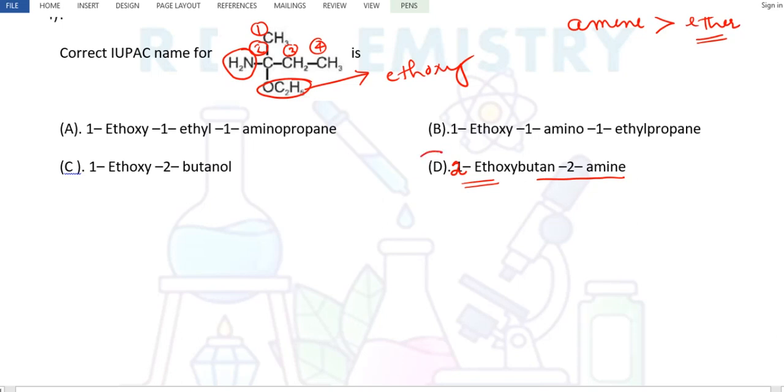So answer is option number D. Longest chain 4 carbon atom, amine is there. So butan 2 amine, right?